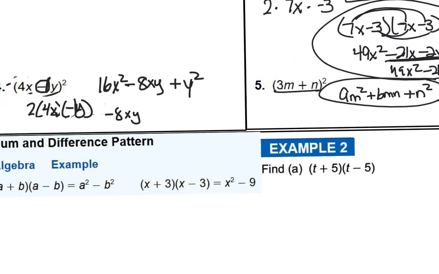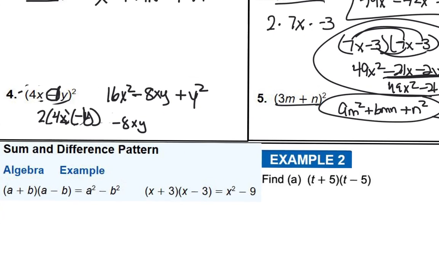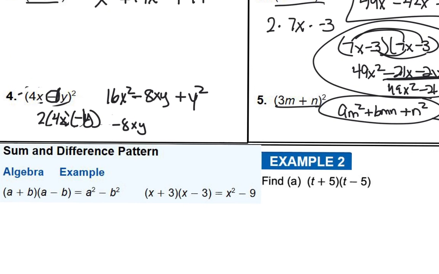All right, so let's look at our next pattern. I kind of call these special products. The next one's the sum and difference pattern. So if I've got binomials and they're the same except one's plus and one's minus, then it'll always be a minus, and you just take the square of A and the square of B.